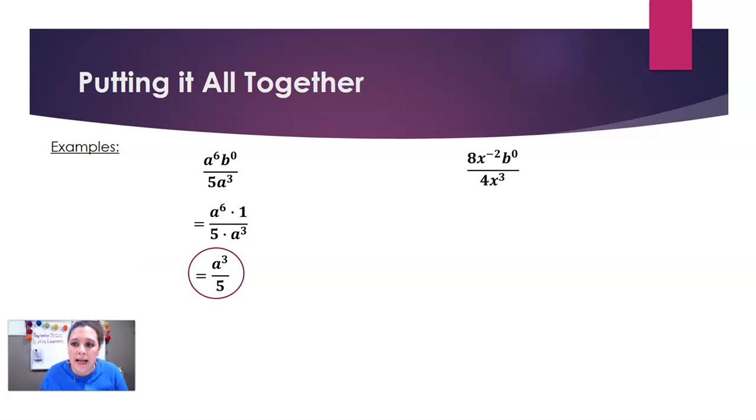So let's look at this one: 8x to the negative 2nd power, b to the 0 power, divided by 4x cubed. There's a lot going on, but I'm going to break it down. It's really saying 8 times x to the negative 2nd power times 1. Again, b to the 0 power is the same thing as 1, so that's where that 1 is coming from. All divided by 4 times x cubed.